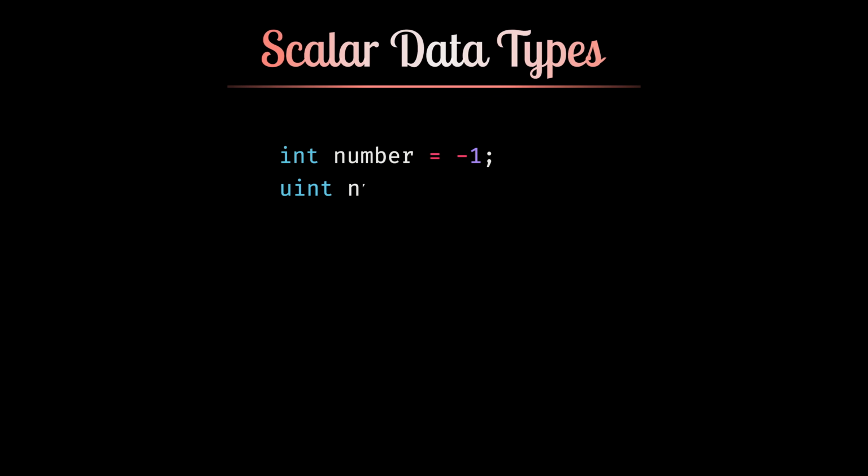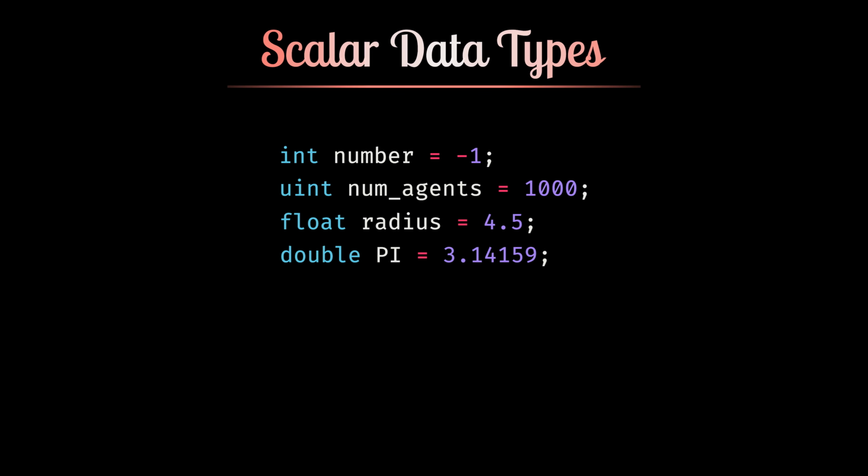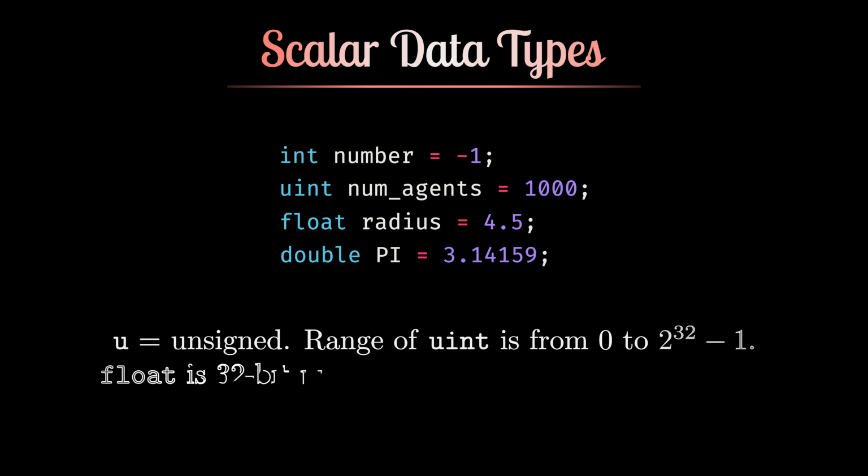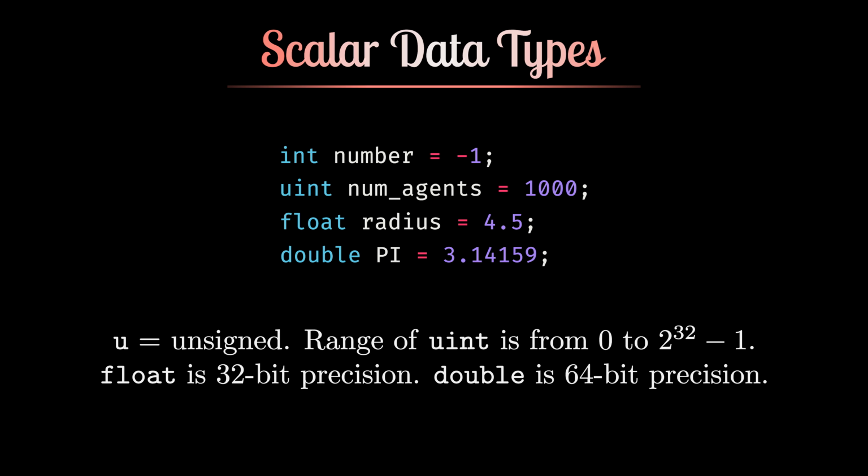As the name suggests, this data type defines the scalar values, like -1, 1000. The U in the uint stands for unsigned integer, indicating that it is 32 bits in size. That is, it can hold the integer values from 0 to 2 raised to the power 32 minus 1. And the difference between float and double is how precise we want our numbers to be. Float is for 32-bit single precision and double is for 64-bit precision.